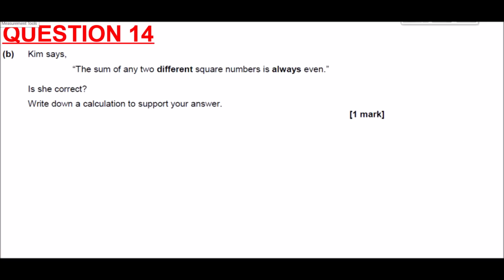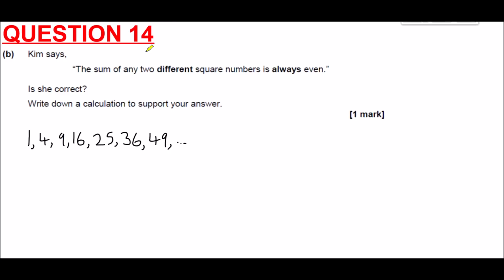Part B of question 14. Kim says the sum of any two different square numbers is always even. Is she correct? We need to write down a calculation to support the answer. And so I just quickly copy down the square numbers we had from part A, or just in fact a selection of that list. We can think of adding up two different ones and seeing if the answer is always even. Sometimes it will be. For example, 4 plus 16 is 20, which is even.